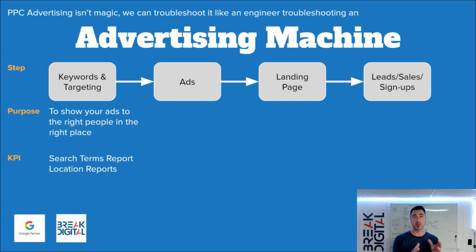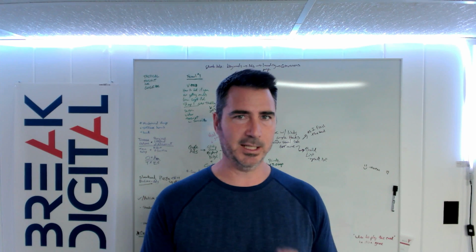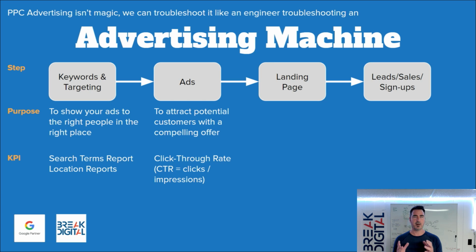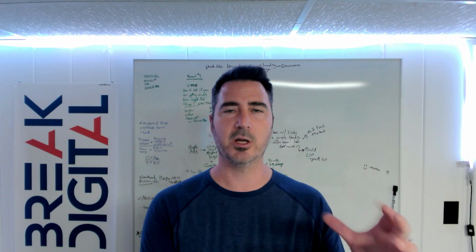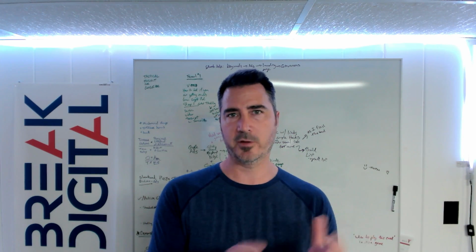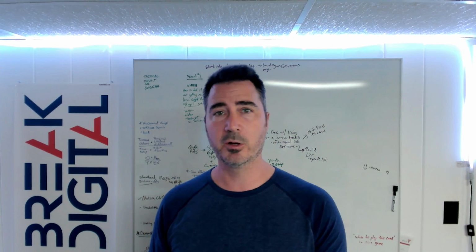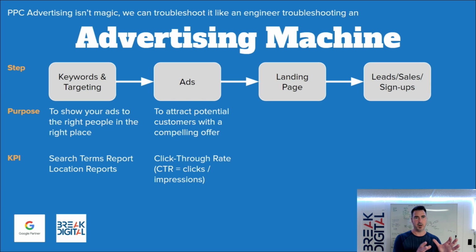When we know that you're targeting the right people in the right place, then we look at the ads. So the ad's job is to attract the potential customer with a compelling offer. Ad copy doesn't really need to sell them or close them yet. It just needs to offer what they were looking for, basically connect them to the landing page. So the KPI there is click-through rate, or CTR. That's just the number of clicks you have per number of impressions, or times that your ad shows. A high click-through rate means that your ads are good answers for the questions that people are searching. If we have a low click-through rate, then we know that we need to troubleshoot either our ad copy or the offer itself.